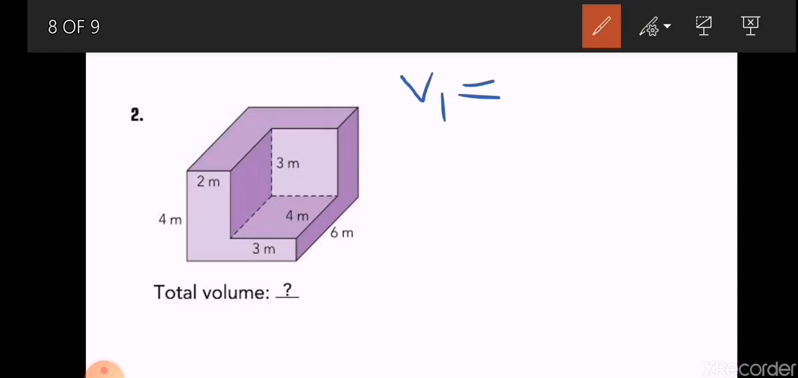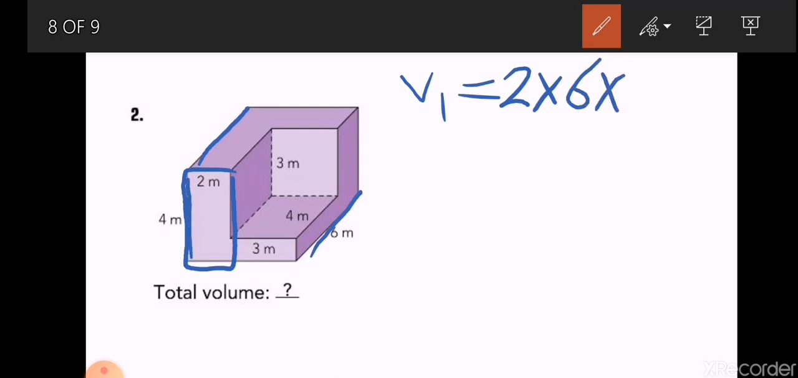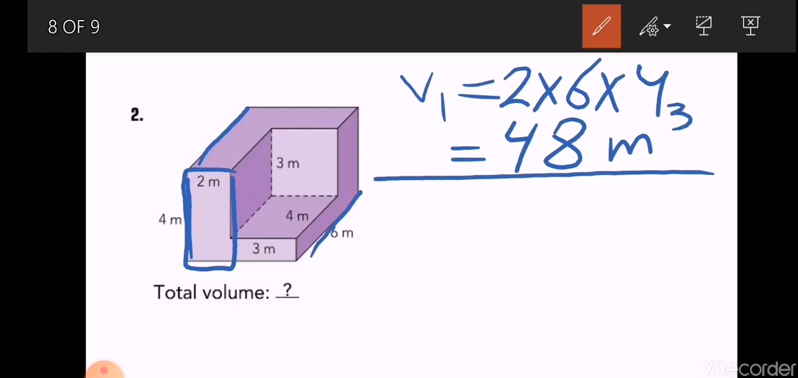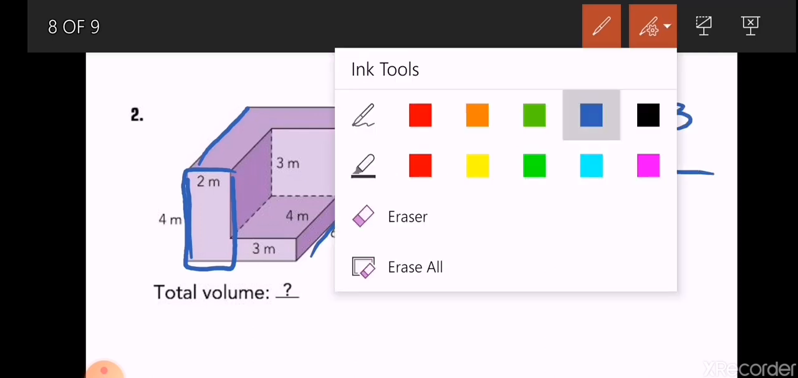I will start with this one here. Let's see, the length of it is 2. The width of it is the same as this one, so 6. The height is 4. So 4 times 6 is 24, then multiply it by 2, so 48 meter cubed. Now let's get volume 2.